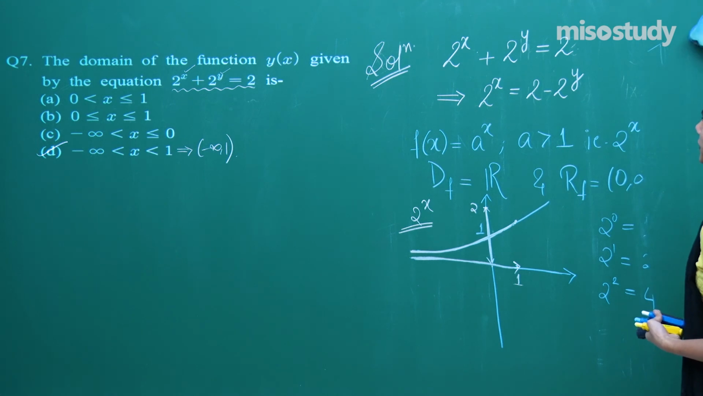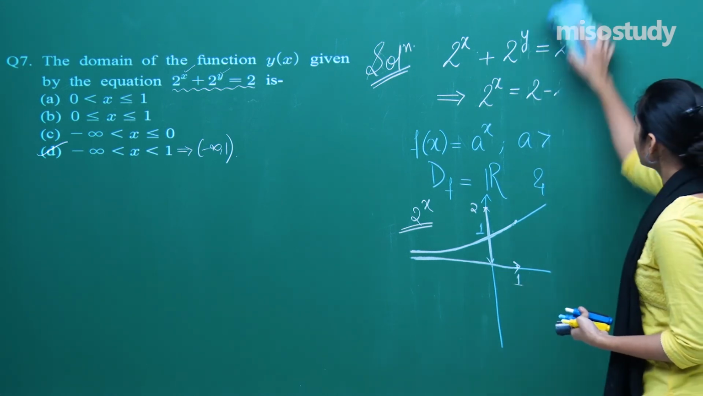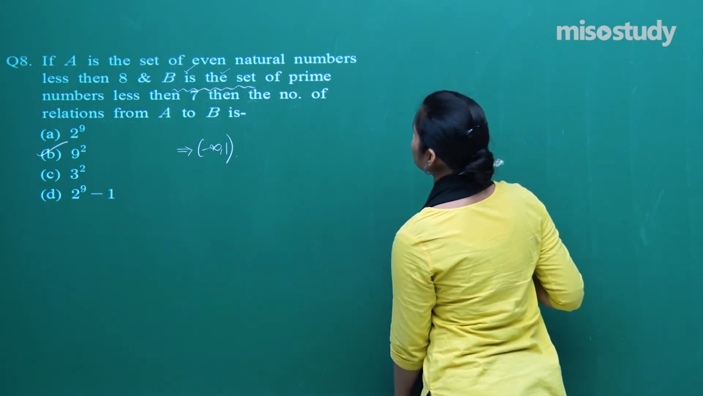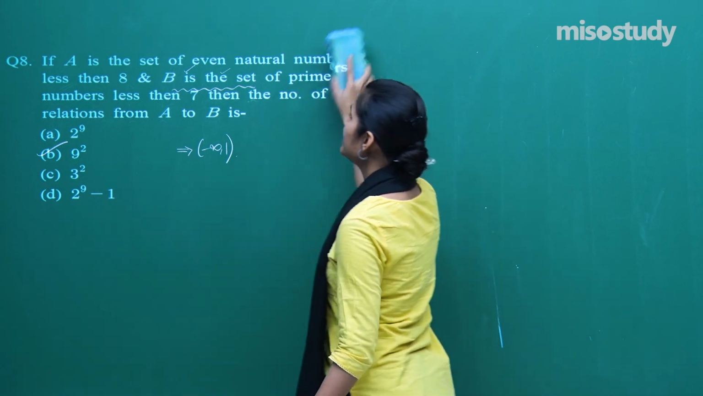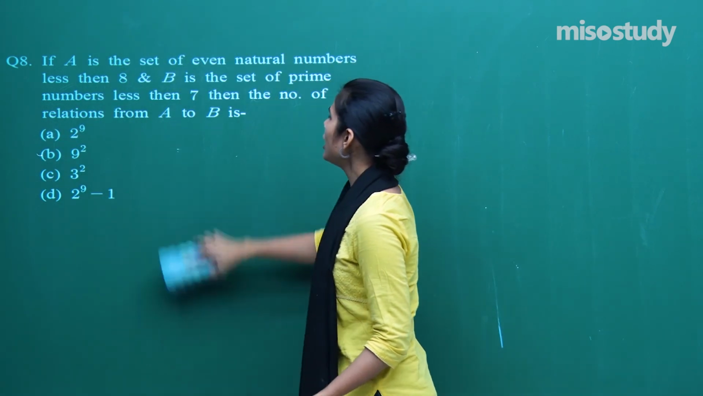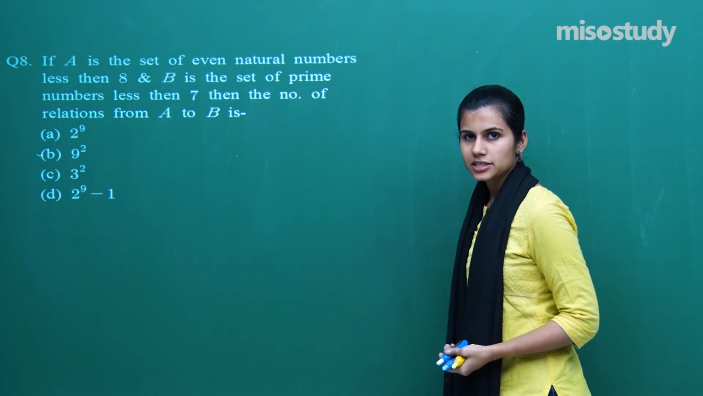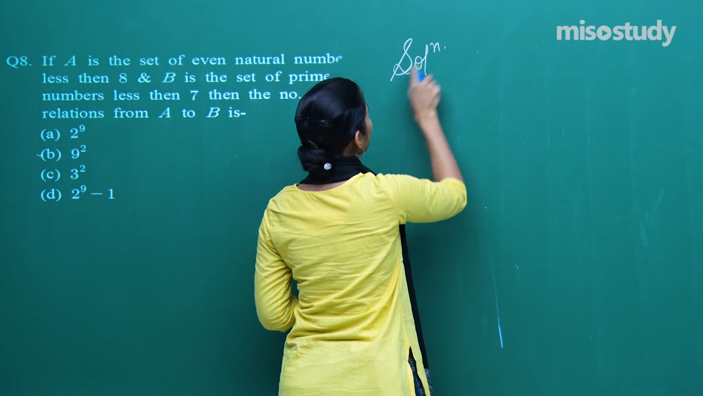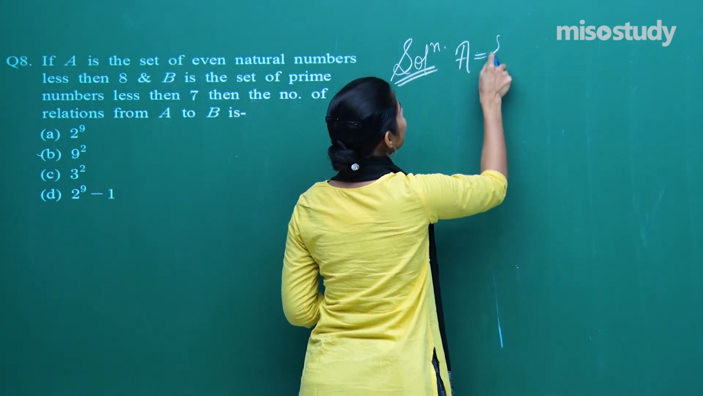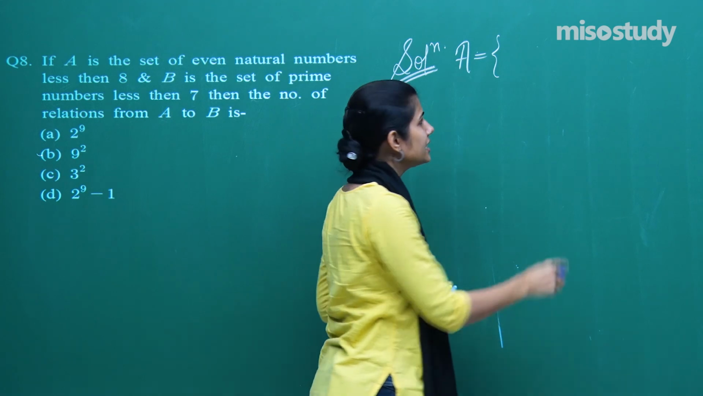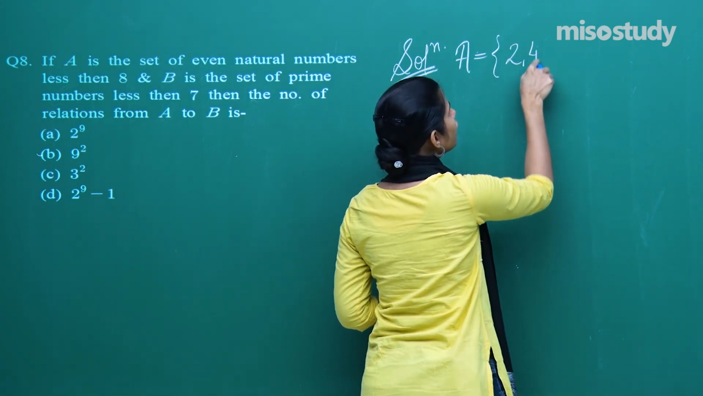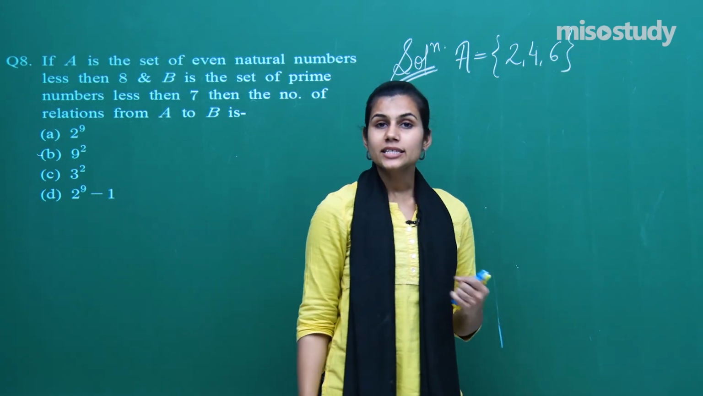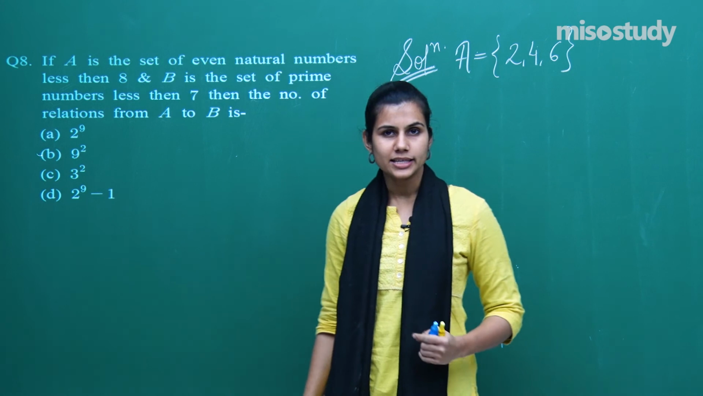Let's begin dealing with question number 8. Question number 8 says that A is the set of those even natural numbers which are less than 8. So what does A become? By just this statement, A becomes all those even natural numbers which are less than 8. That means 2 comes inside it, 4 comes inside it, 6 comes inside it, and that's it. Because these are the only even natural numbers which are less than 8.